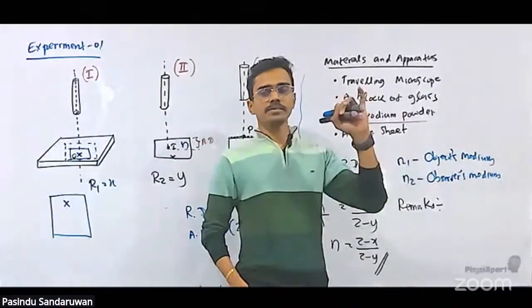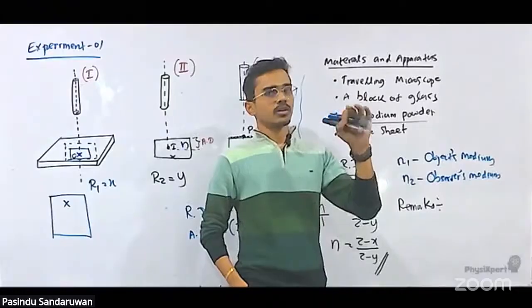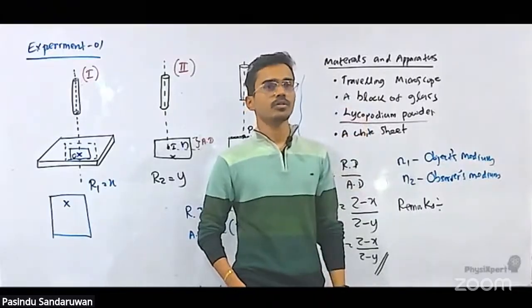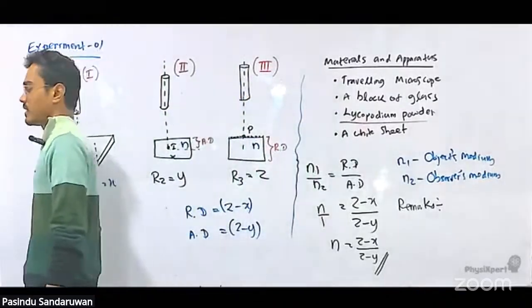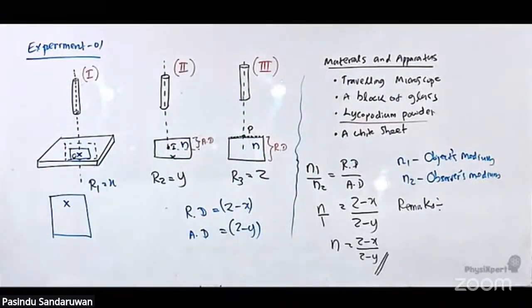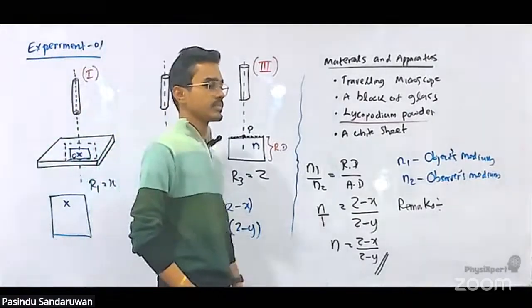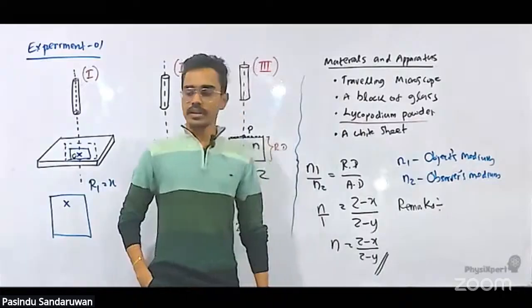until a clear image of the cross wires is seen. What do you see when you look through the traveling microscope? Cross wires. Until a clear image of the cross wires is seen. Right? Next point.